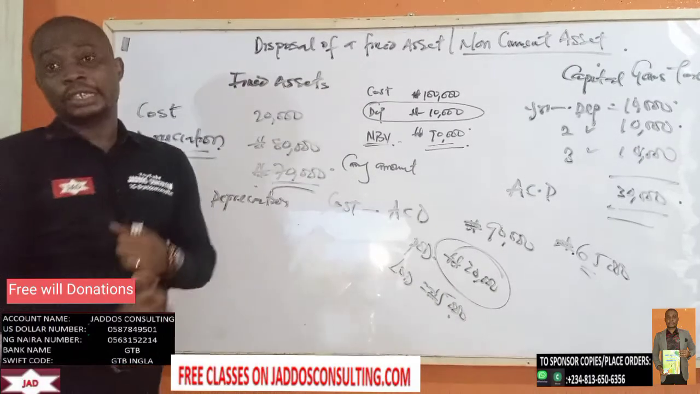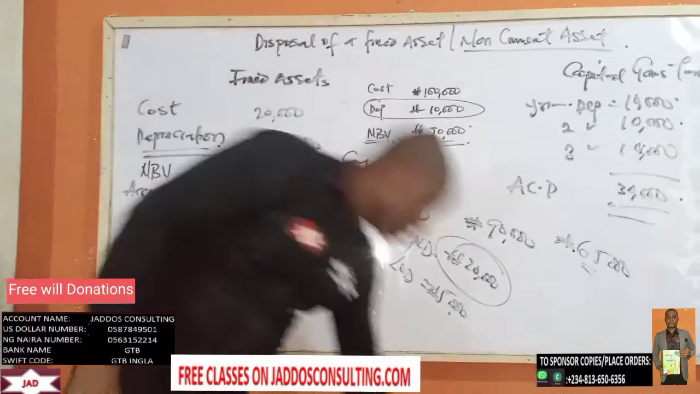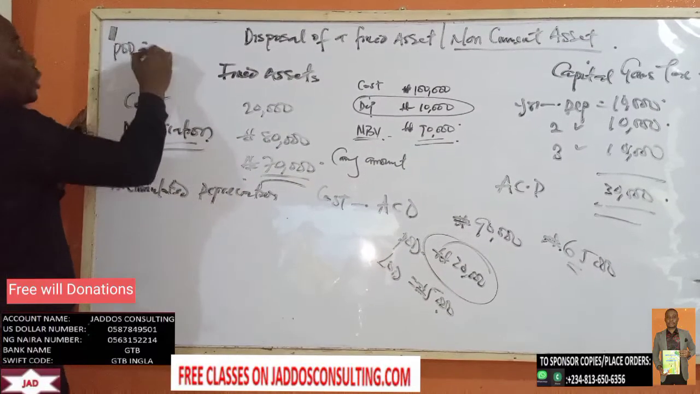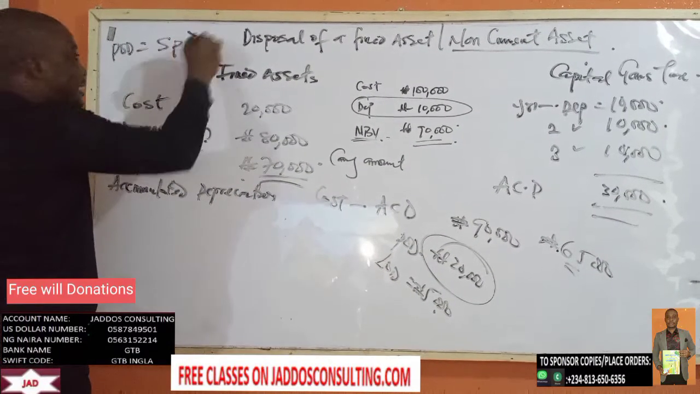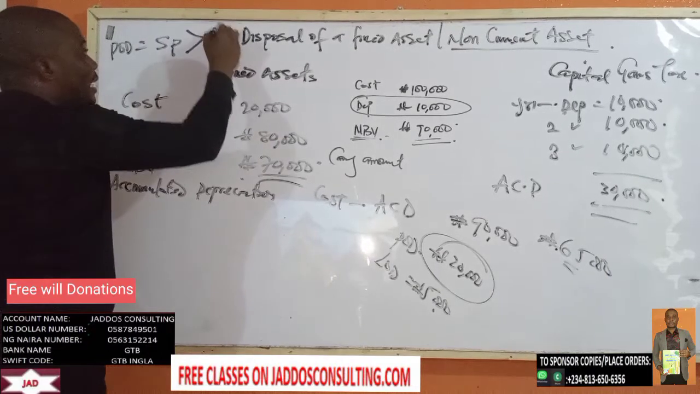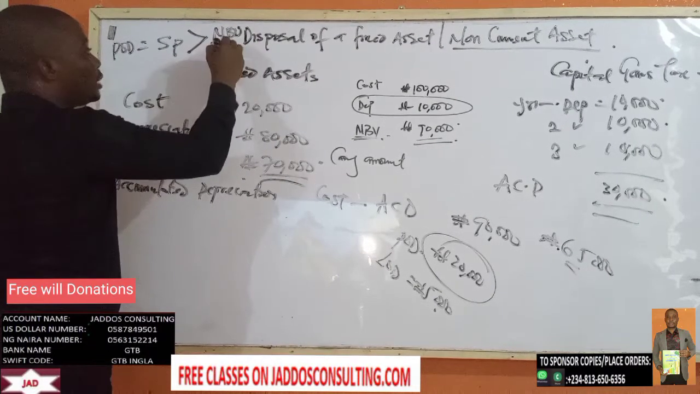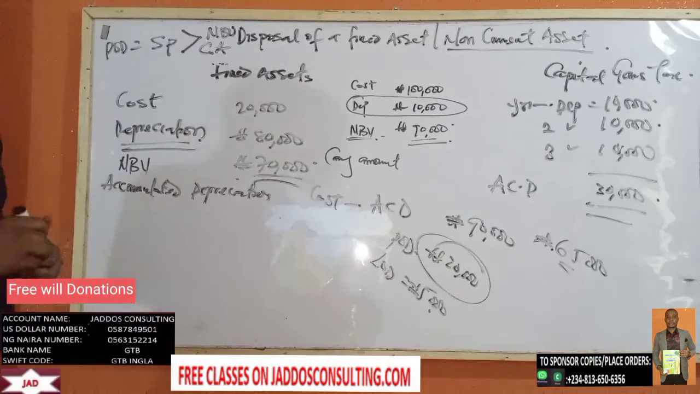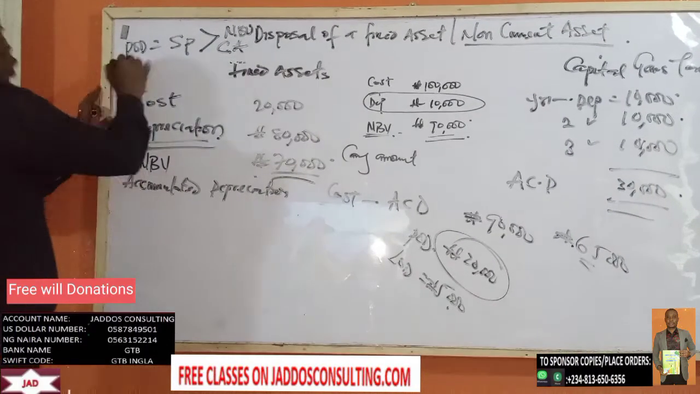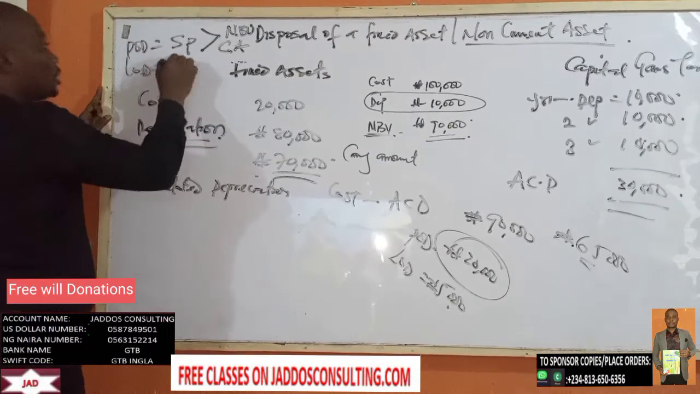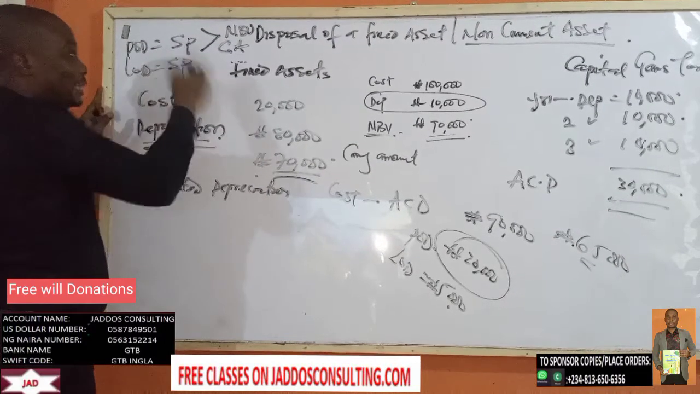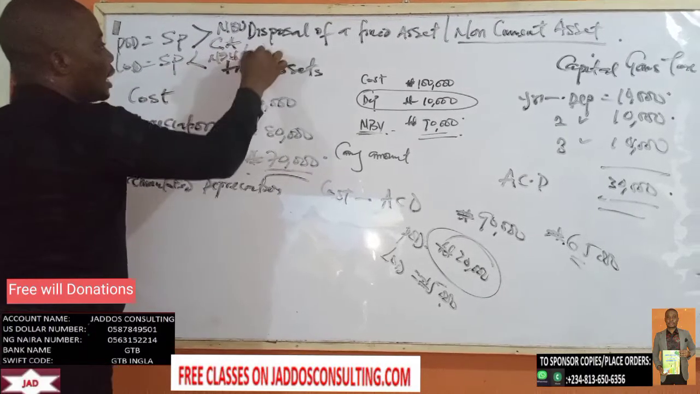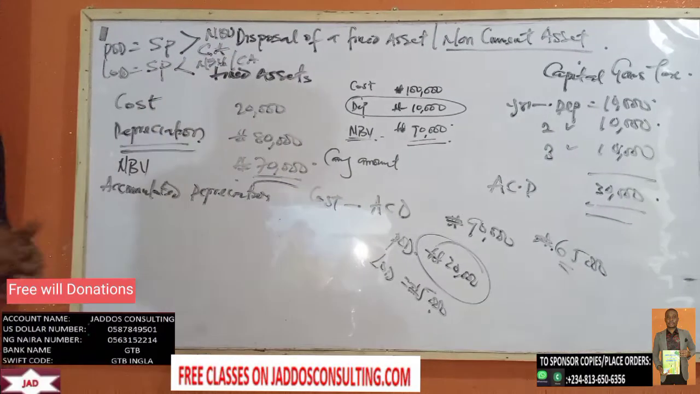So what we're saying is that disposal of fixed assets can result in either profit on disposal or loss on disposal. Profit on disposal is when your sales proceeds are greater than your net book value, or carrying amount, at the time you are selling. But loss on disposal is when your selling price or sales proceeds are less than your net book value or carrying amount at the time you're selling.